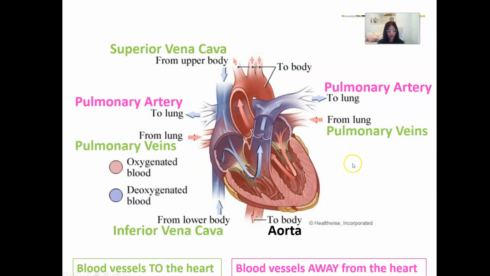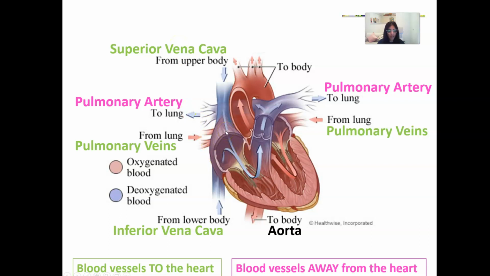Okay, so here we're just showing the positioning of the arteries and the veins. So the green ones, we're showing blood vessels that are moving towards the heart. So we've got a vein entering the left side of the heart. So this is the pulmonary vein coming from the right lung, and the pulmonary vein coming from the left lung, and they meet in the left atrium. The inferior vena cava and the superior vena cava, they meet in the right atrium.